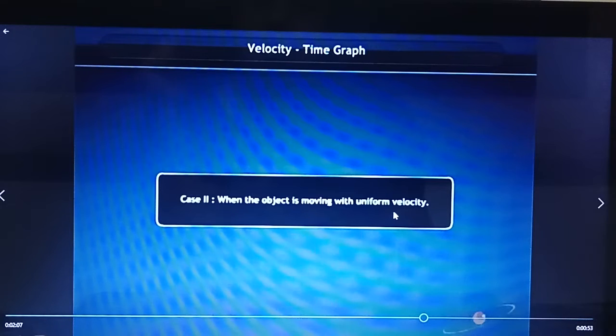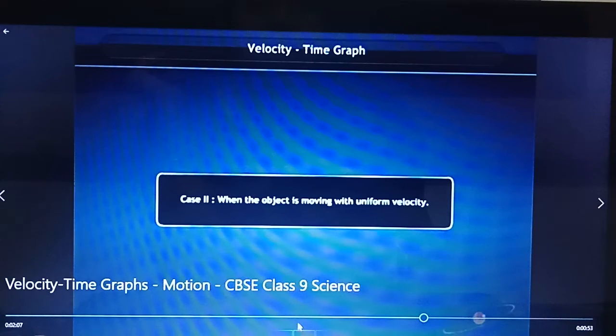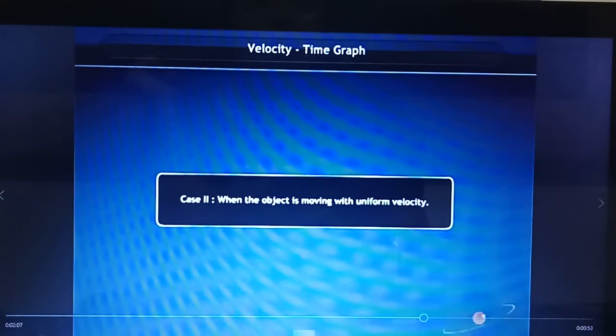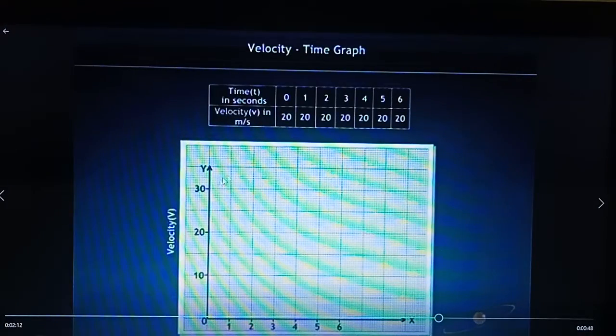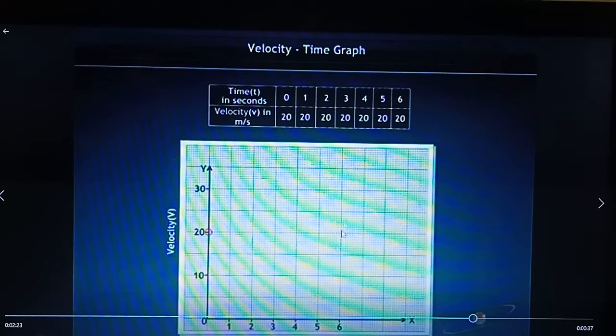Now here the velocity is uniform with respect to time. At that time, what would the acceleration be? Let's calculate. Firstly, we will be drawing the graph on x and y axis with the help of a table. This is a table given to us which is representing time and velocity. The velocity is not changing. The velocity is stable at 20 meter per second. If we draw a graph, we will get a straight line which is parallel to the x-axis, the time axis.